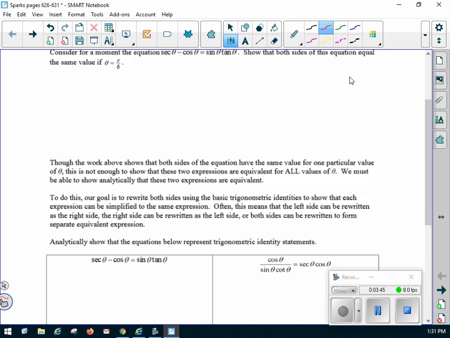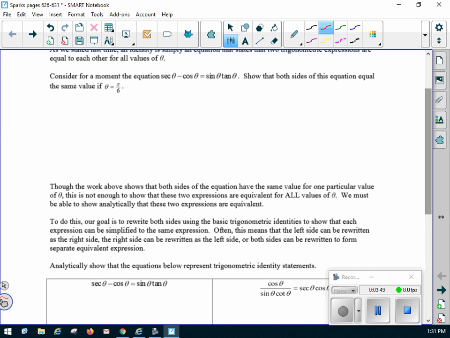Now, here's the question. Is that equation, now notice we've got an equation now, because we've got an equal sign, an identity? Meaning, does it matter what angle I put in there? Do I get a true sentence regardless of the angle I put in there? That's what we're going to talk about today, is how to prove whether or not that is an identity, meaning whether or not that's true for any angle.